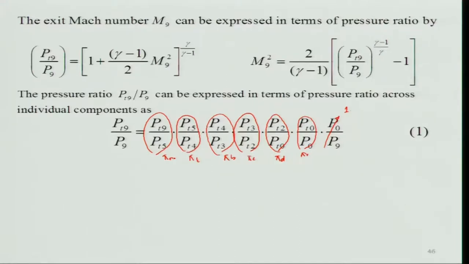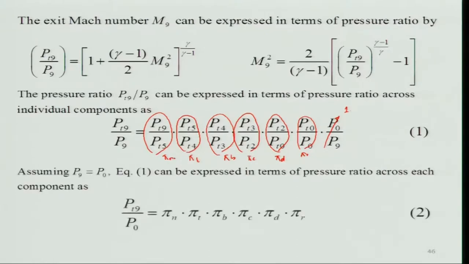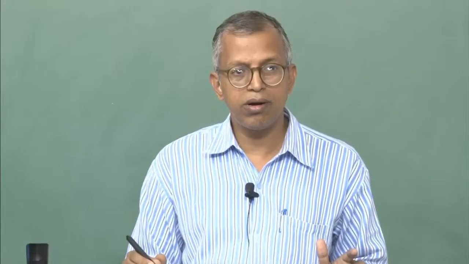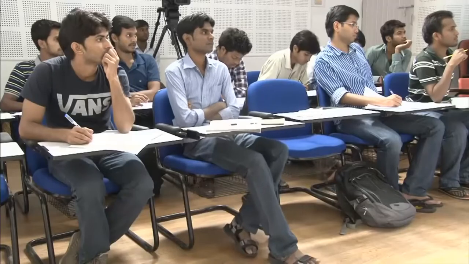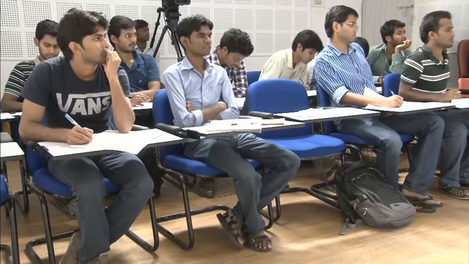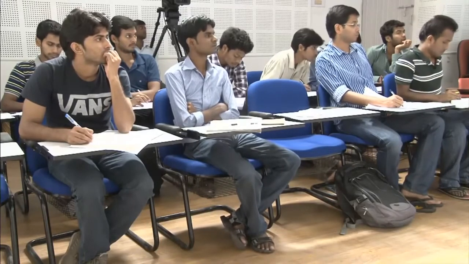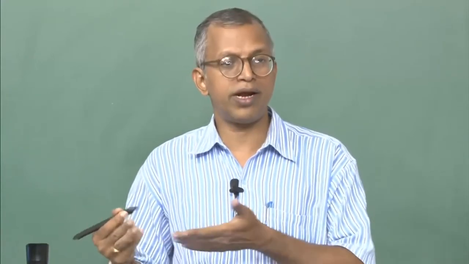We can express this in terms of pressure ratios. Under ideal conditions, can we say pi b is equal to 1? Yes. What happens to your turbine, pi t, can I say 1? Pi c, can I say 1? No, right? Across the compressor, no. Turbine, no, as you were saying, because we are doing work on the air in the compressor and extracting work in the turbine. So, what about pi d?